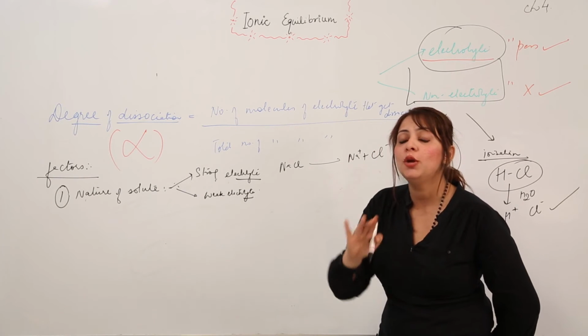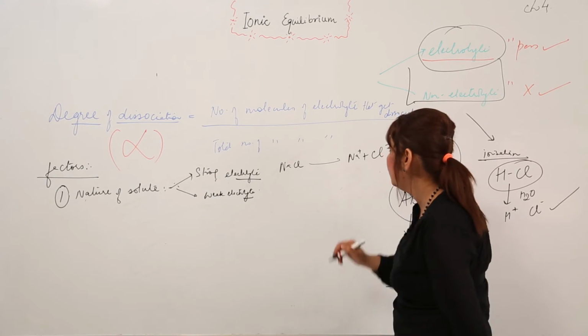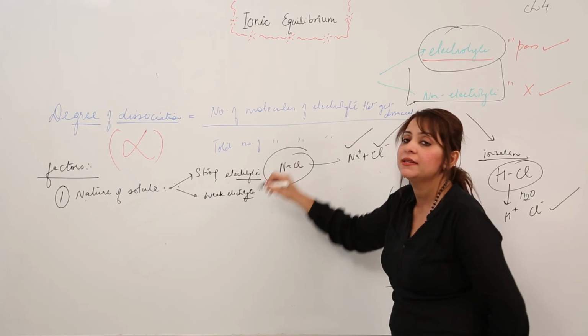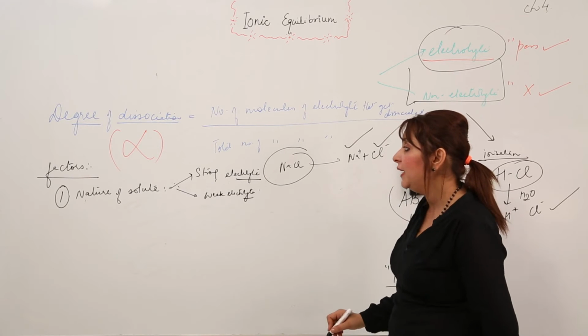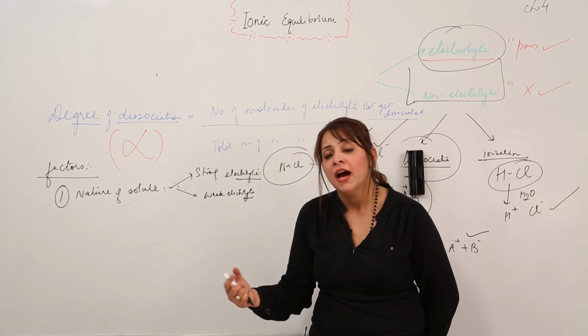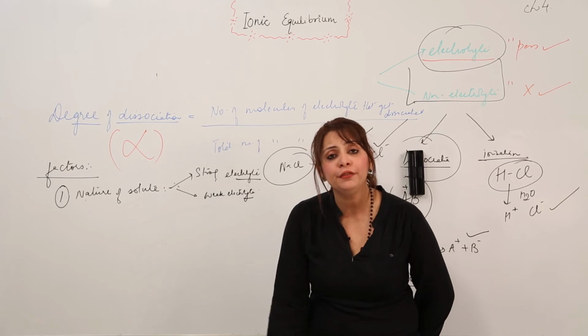It will get almost dissociated into ions. That means we'll get to see only Na and only Cl, nowhere will the NaCl be present. So that means it is a strong electrolyte because it completely dissociates. The degree of dissociation is too high for it, right?